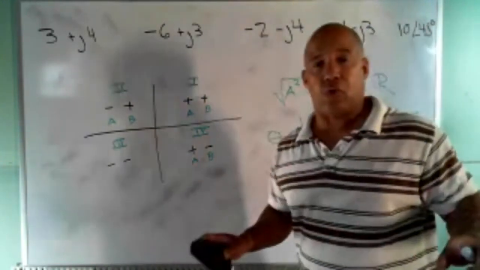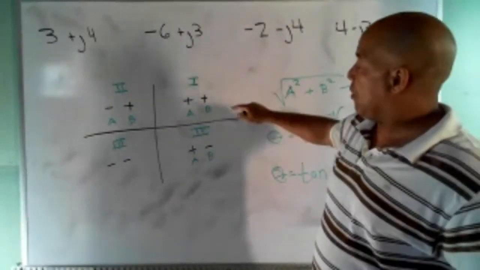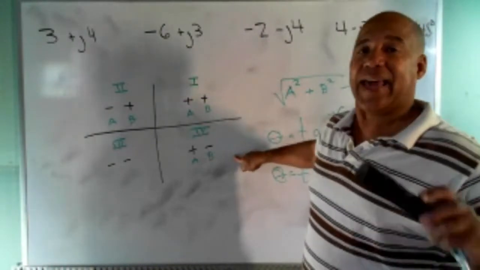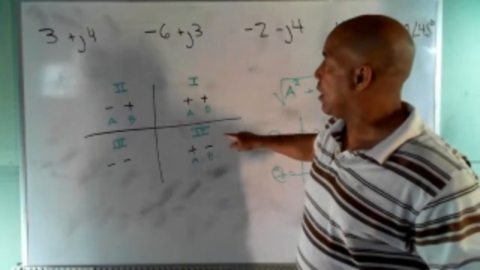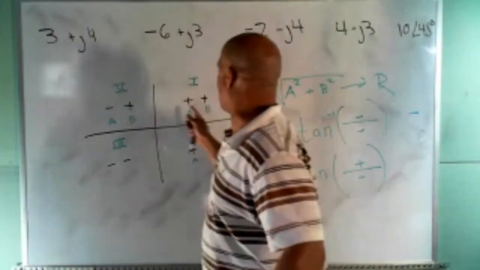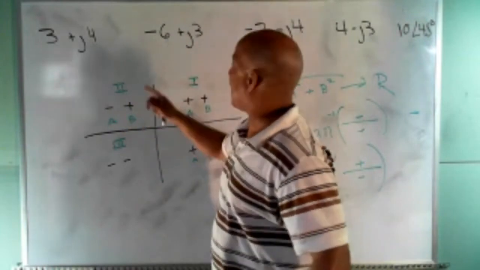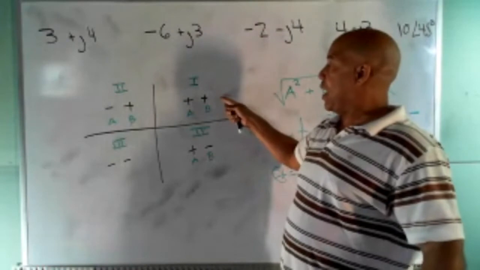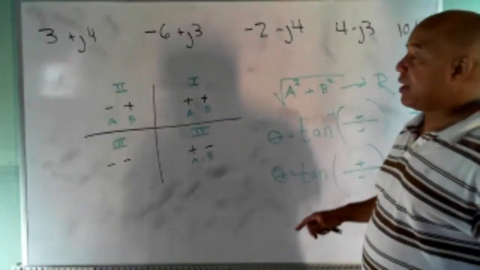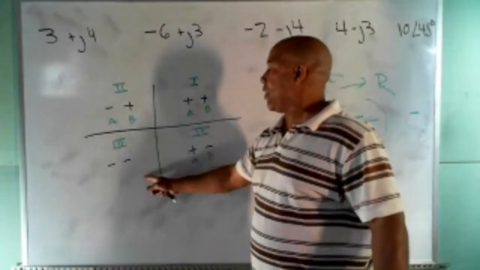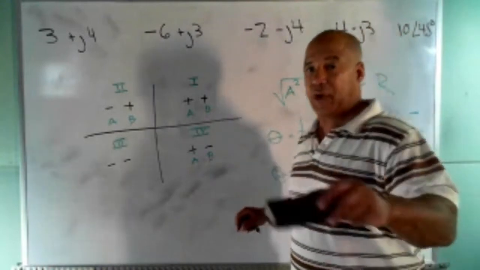So here's the rule. When you start with these numbers, first check to see what quadrant you're in. If you're in quadrant one or quadrant four, the answer you get in the calculator will be correct. You check the signs: plus, plus, that's quadrant one. Minus, plus, that's quadrant two. You got to check to see which quadrant you're in. If you're in quadrant one or quadrant four, the answer you get on your calculator for the angle is correct. If you're in quadrant two or quadrant three, you got to add 180 to it because it's going to think you're somewhere else. So if you can remember that, you should be good to go.